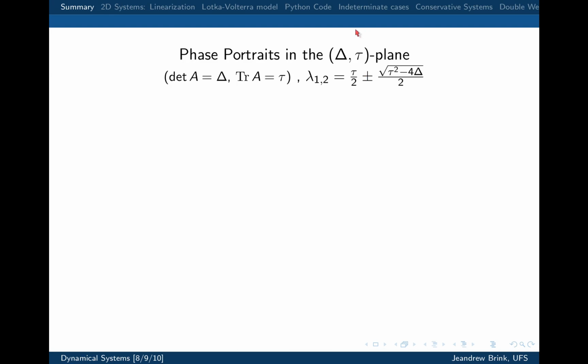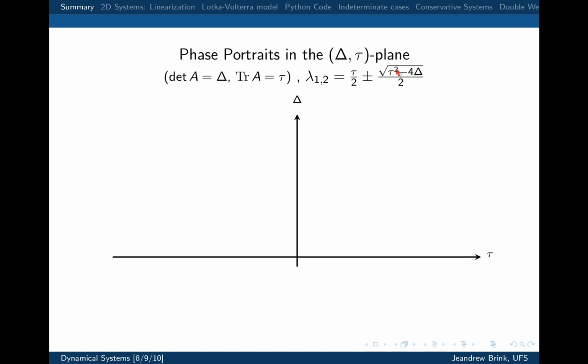So we have that our eigenvalues are dependent on the determinant and the trace in the following way. Here you have the trace coming in that influences whether it's stable or unstable. Here you have this factor that comes into the square root that makes the difference between complex and real eigenvalues. And what I'm going to do now is plot this line of tau squared equals 4 delta, just to give you the transition between real and imaginary eigenvalues. Okay, so there we have it.